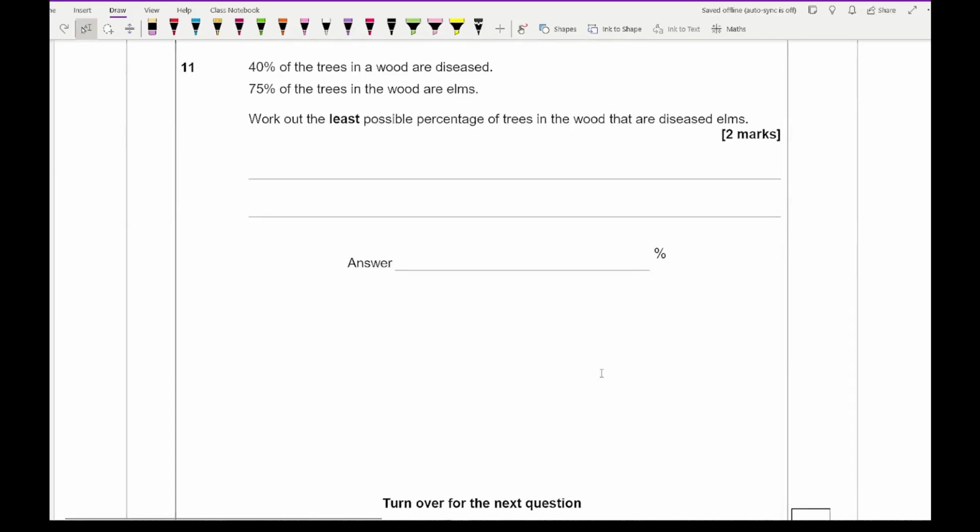Moving on to question 11, it says 40% of the trees in a wood are diseased. 75% of the trees in the wood are elm.